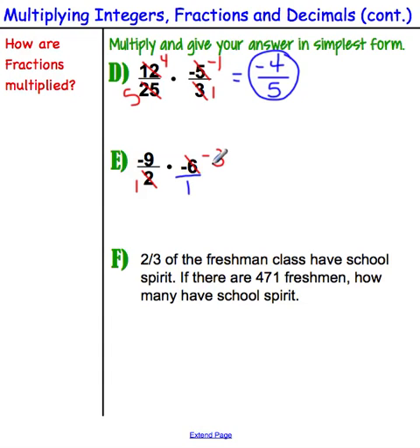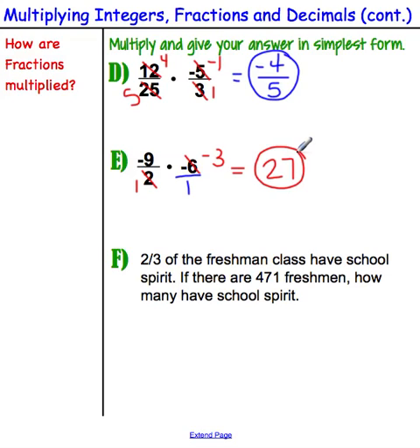Now I have 1's in the bottom, and I can say, well, 1 times 1 is 1, so my answer is going to be an integer. -9 times -3, negative times a negative is positive. -9 times -3 is 27. If you left it as 27 over 1, I would cross off the over 1, but I wouldn't mark it wrong.